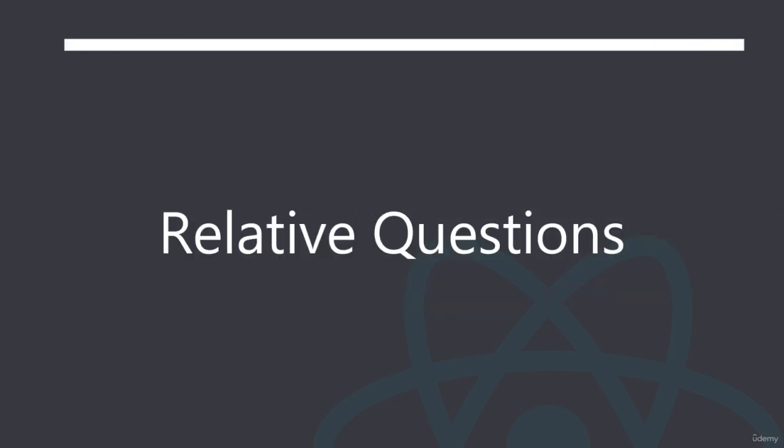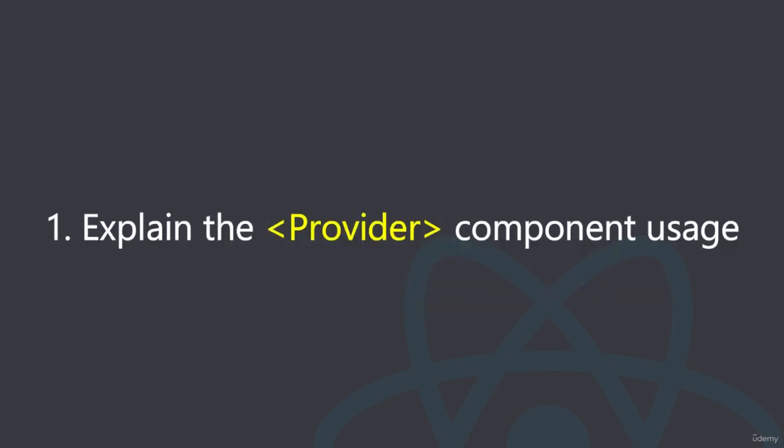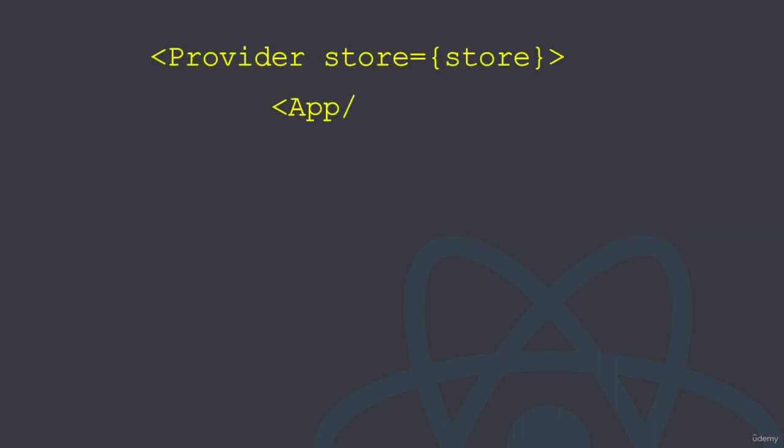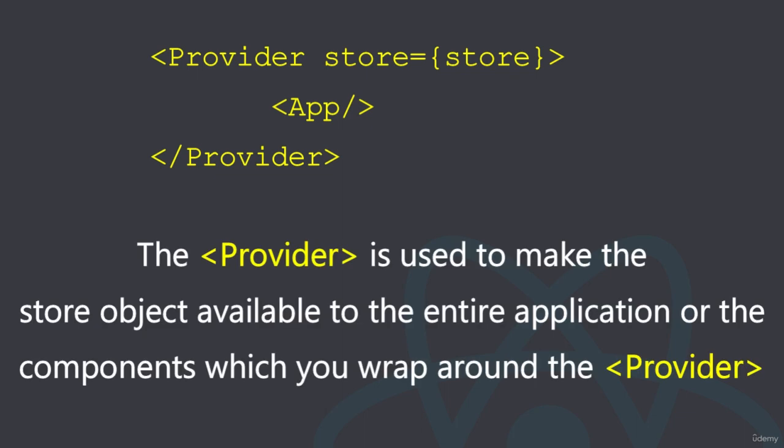Let's talk about relevant questions. The first question is, explain the Provider component usage. So this is the syntax of writing the Provider. And we use this Provider to make the store object available to the entire application or the components which you wrap around the Provider. Here in this syntax, you see that Provider is wrapped around the App. That means all the nested components under App will have this store available.